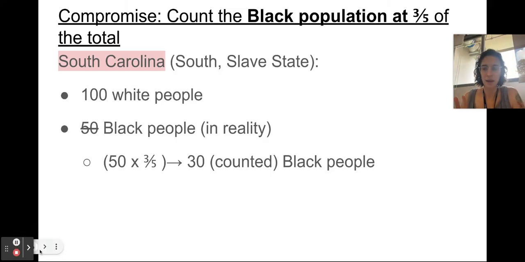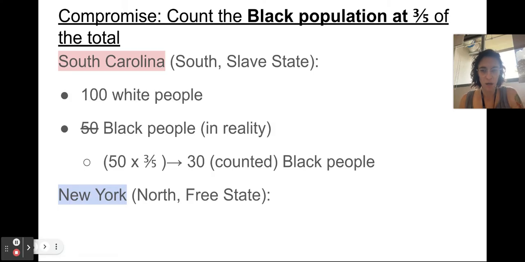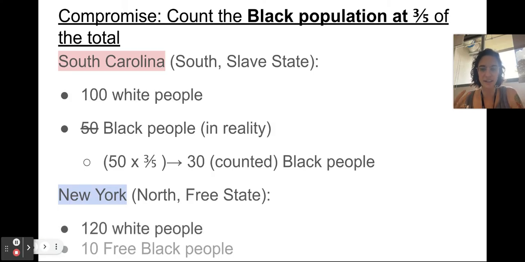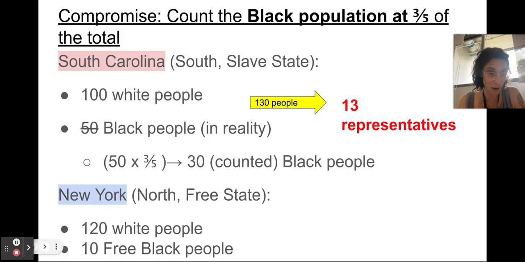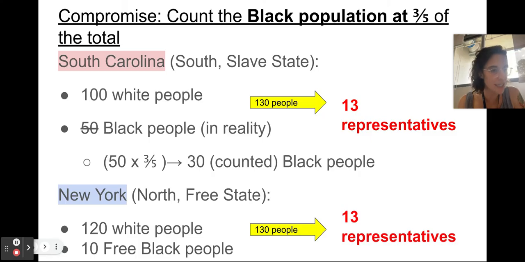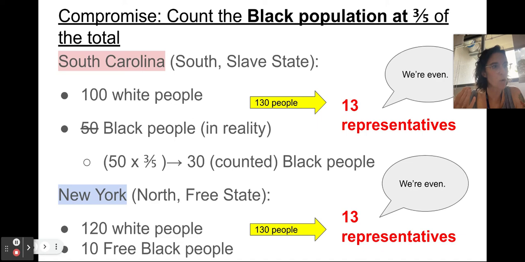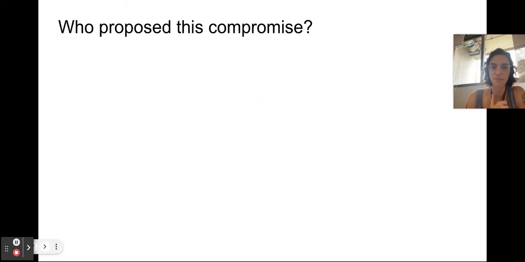Okay, so then we look at New York. It's got its 120 white people, its 10 free black people. So now when we count to figure out how many representatives, the South has 130, which is 13 representatives, and the North has 130, which is 13 representatives. So now they're both saying, okay, we're even. Maybe we can agree that we'll be even. One of us doesn't have more voting power than the other.